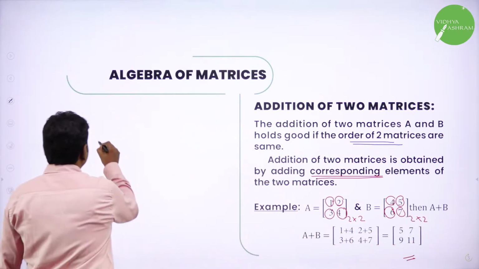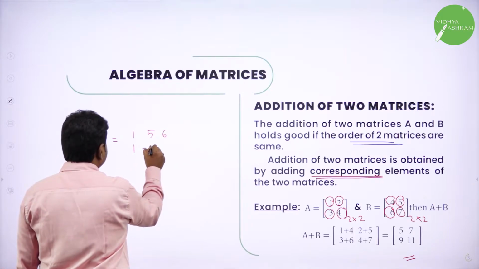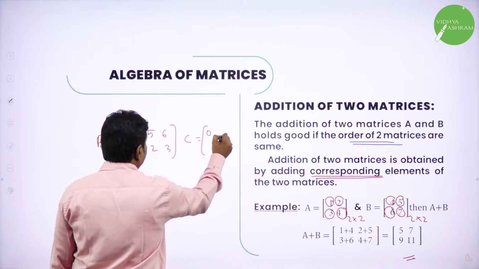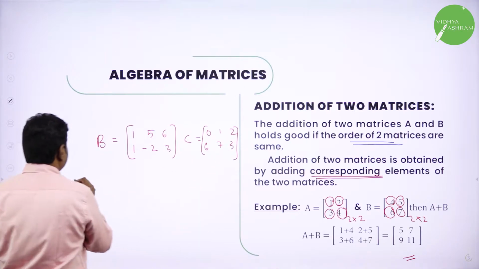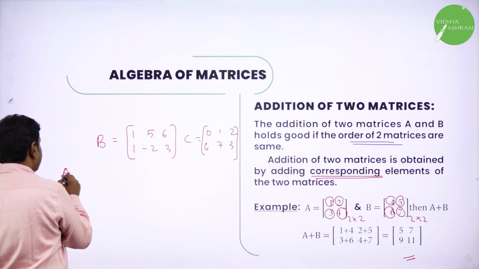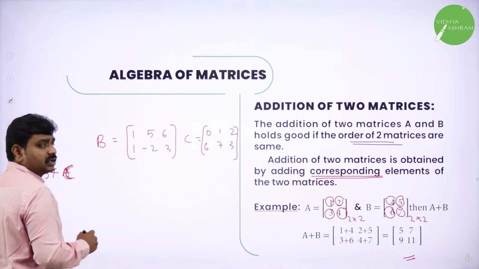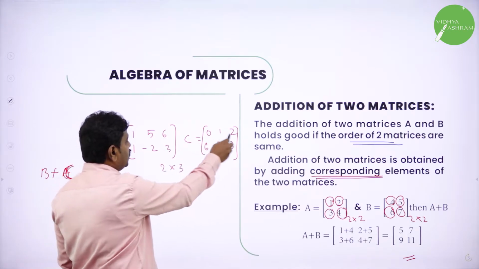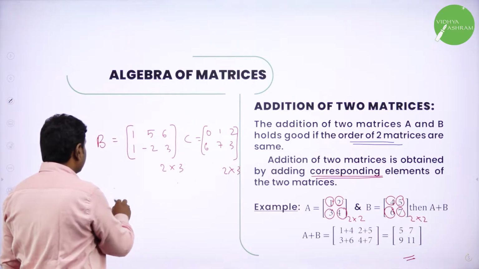Now answer this. If I give B equal to 1, 5, 6, 1, minus 2, 3 and C equal to 0, 1, 2, 6, 7, 3. Can we add? Can I find A plus B? Sorry, can I find B plus C? Can we find B plus C? Yes, because what is the order? 2 cross 3. What is the order? 2 cross 3. Both have the same order. So you can add.